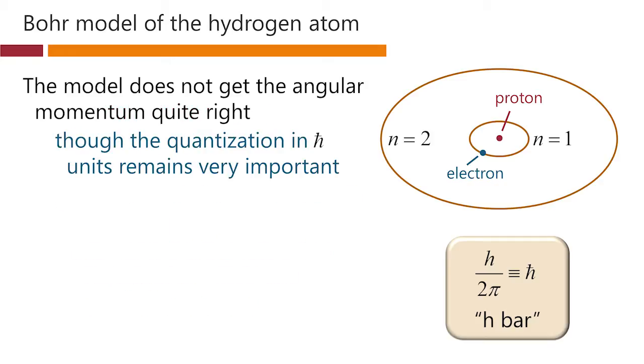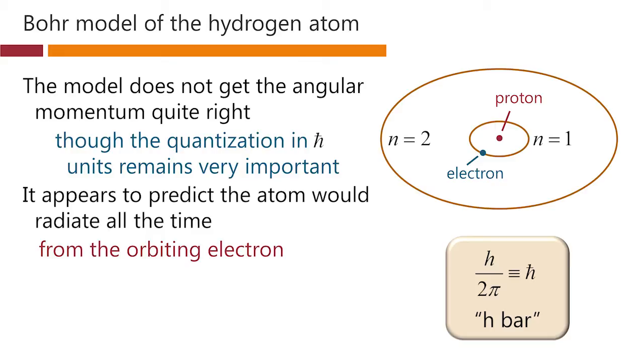However, despite its remarkable success and its very substantial importance in the development of quantum theory, the Bohr model is not actually right in several ways. It does not quite get this angular momentum right, although the quantization in units of h-bar remains very important. It also appears to predict that the atom would be radiating electromagnetic radiation all the time, because it's a spinning electron whizzing around the nucleus, the proton, and a spinning electron like that whizzing around in an orbit would be continually radiating electromagnetic energy and thus losing energy, and that just does not make sense here.